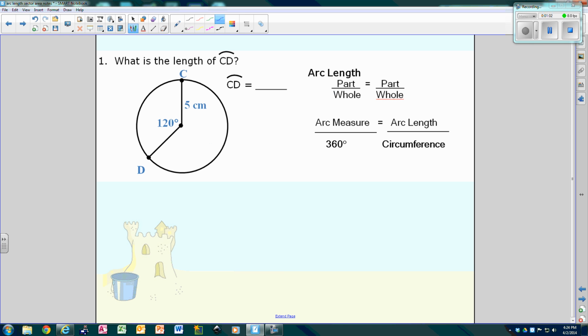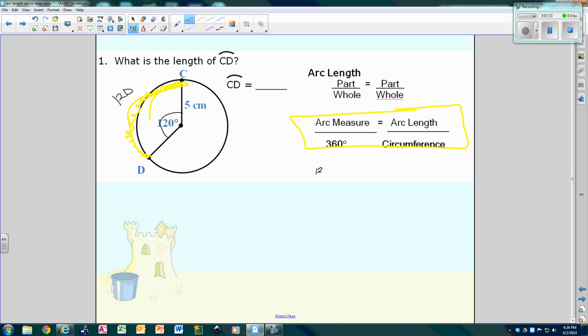All right, so what is the length of arc CD? I want to know how far it is from here to here. If I was walking, how far did I have to walk to go from here all the way around to here? So you're going to use the thought of a part over a whole equals a part over a whole. You're going to use this proportion. That's why we did proportions a while ago. The arc measure is the measure of this angle, because remember it's the same.